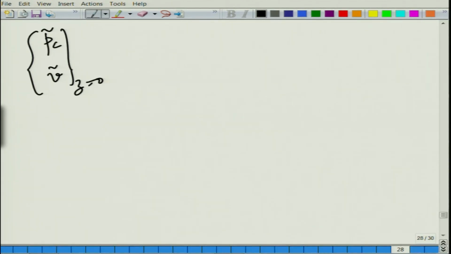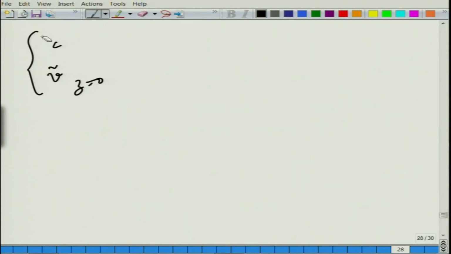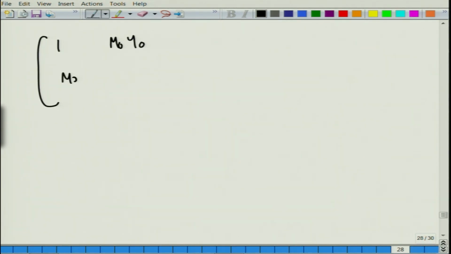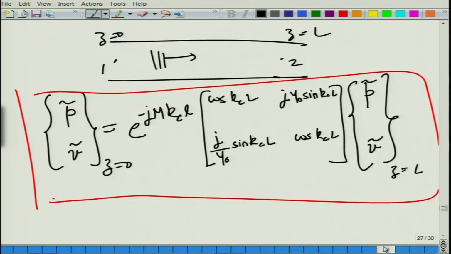So, we have this here, but actually before we do that, we should be writing the matrix [1, m0 y0; m0 by y0, 1] inverse times P_c tilde V_c tilde at z equal to 0. This is equal to e to the power minus j something, and the matrix that we just derived. Now, we have this.